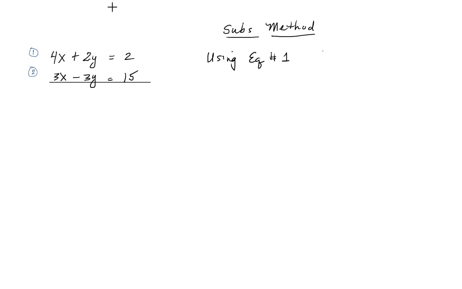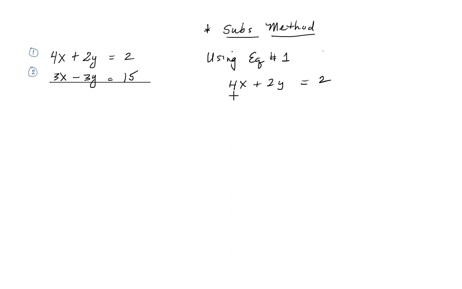Okay, we're asked to solve this simultaneous equation, equation 1 and equation 2, using the substitution method. I'm going to use equation 1 to get that variable that I'm going to substitute into equation 2. So equation 1 says 4x plus 2y is equal to 2. And I should be able to see that all terms here are divisible by 2. So I'll go ahead and divide everything here by 2.